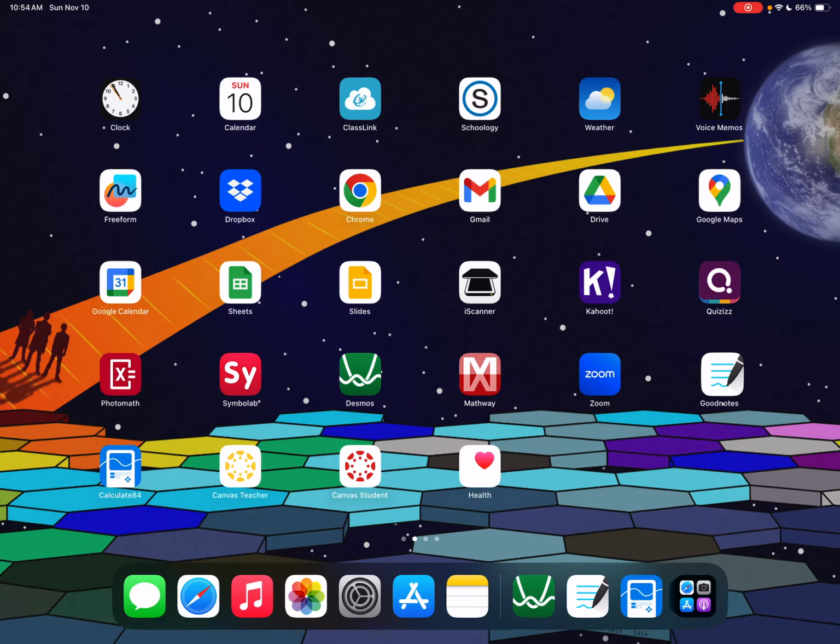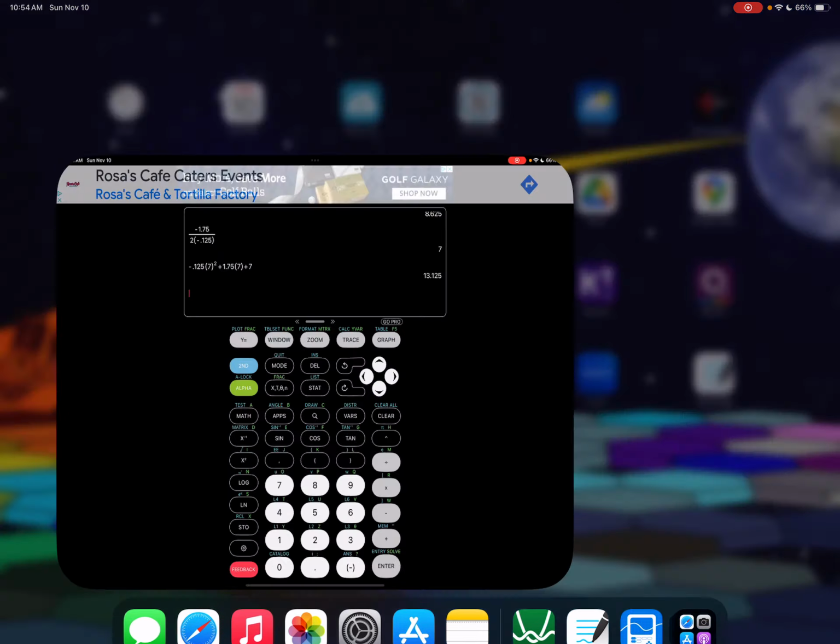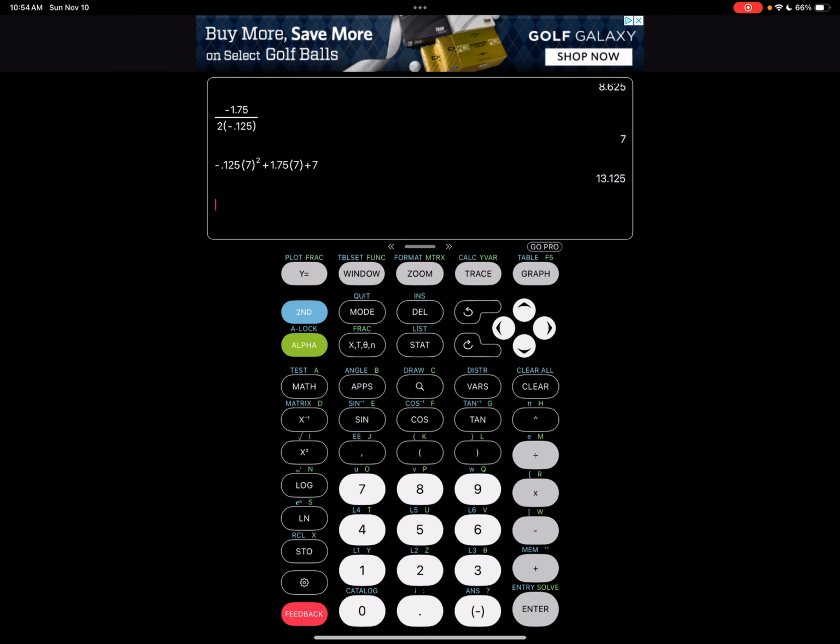Okay, let's do this. Let's do it. Negative 1.75 plus or minus the square root of 1.75 squared minus 4 times 1/8 times 7, all over 2 times negative 1/8. Okay.